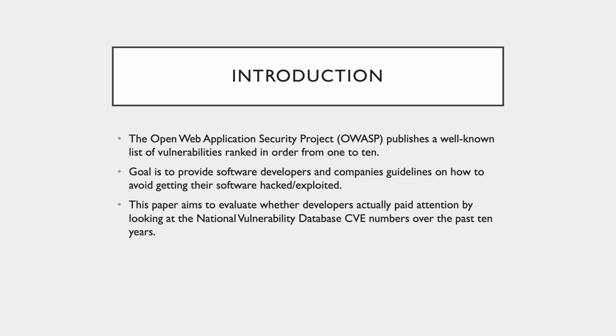So in this paper, the Open Web Application Security Project, OWASP, publishes a well-known list of vulnerabilities ranked in order from 1 to 10. Primarily the goal is to have developers know what to look out for so that they can avoid software exploits in the piece of software that they're writing, and then it actually works out in their favor so they don't get hacked.